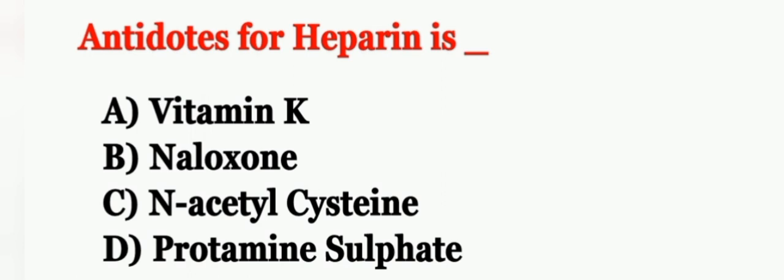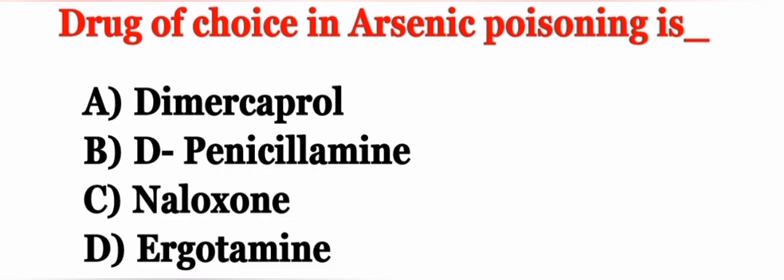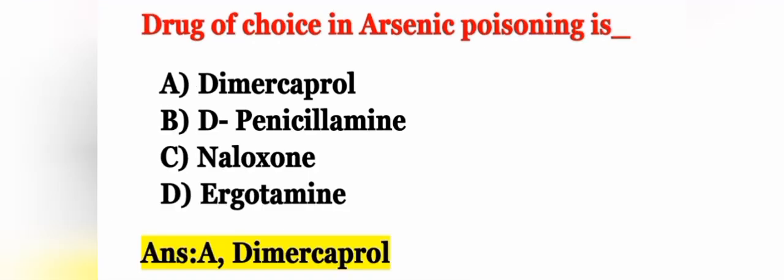And the next question, antidote of heparin is: option A, vitamin K, option B, naloxone, option C, N-acetylcysteine, option D, protamine sulfate. And the correct answer is protamine sulfate, antidote for heparin. And the next question, drug of choice in arsenic poisoning is: option A, dimercaprol, option B, D-penicillamine, option C, naloxone, option D, ergotamine. Drug of choice in arsenic poisoning is dimercaprol. Option A is the correct answer.